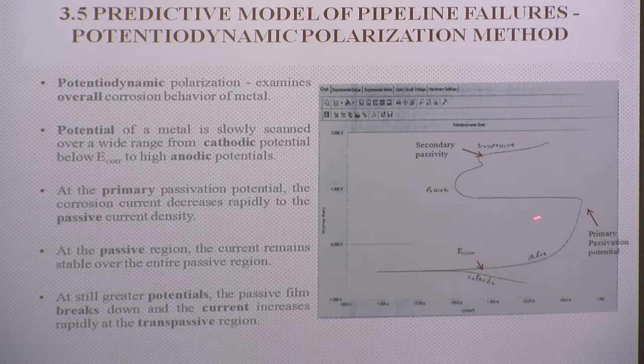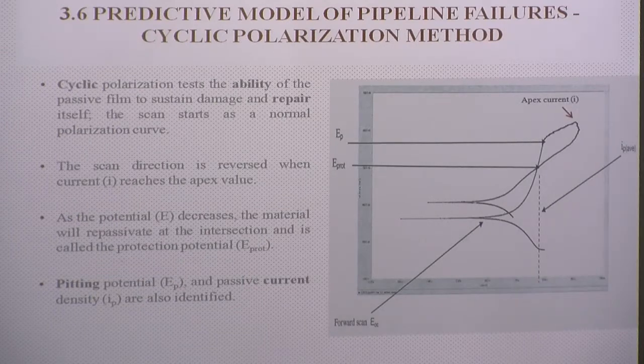So with this method, you can actually tell which part is active on the metal, which part is passive on the metal, right? Then there's the other method, which is the cyclic polarization method. Again, you apply a potential between the anode and cathode, and as it rises, it goes to the highest point, the apex point, right? You do a reverse scan, and as it comes down, the point where it intersects the forward scan is called the protection potential.